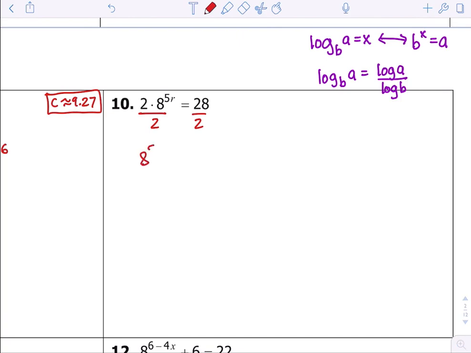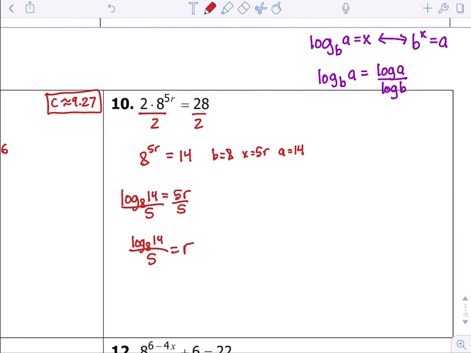So 8 to the 5r is equal to 14. This is in exponential form, which now we can denote our stuff. B is going to equal 8. X value is 5r, and our a value is 14. So now we can put these into our log form. So log base 8 of 14 is equal to 5r. We're going to divide both sides by 5 so we can isolate that r. So log base 8 of 14 all over 5 is equal to r.